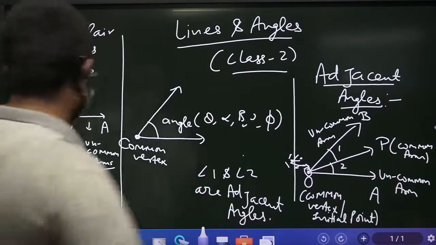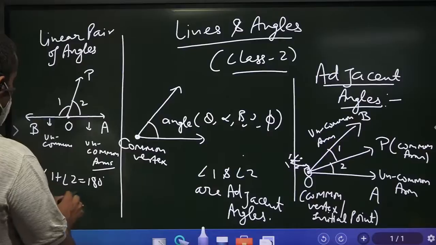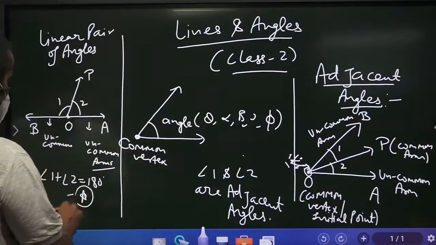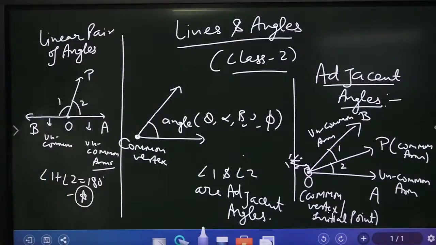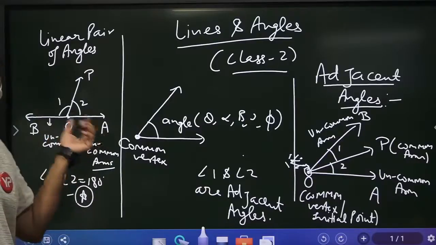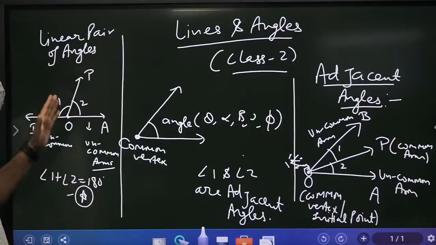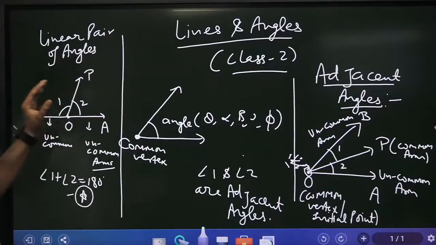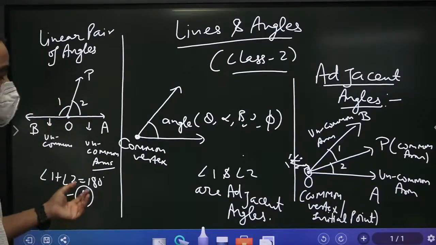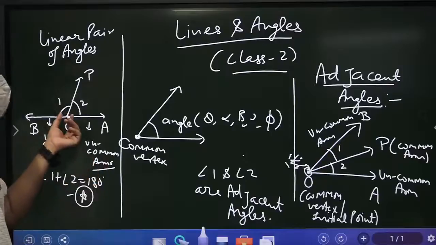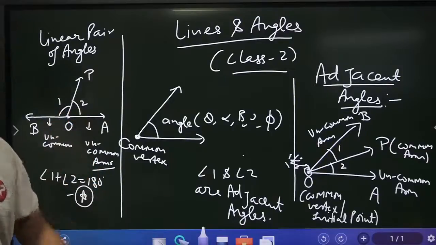So this is very important. I am not going to do the proof here, as proof is not required for us. If uncommon arms point in opposite direction and a ray stands like this, then the sum of adjacent angles will become 180 degrees. So this will form a linear pair.